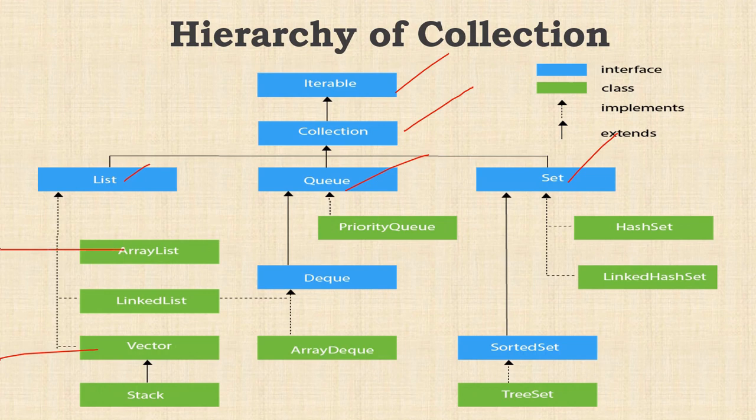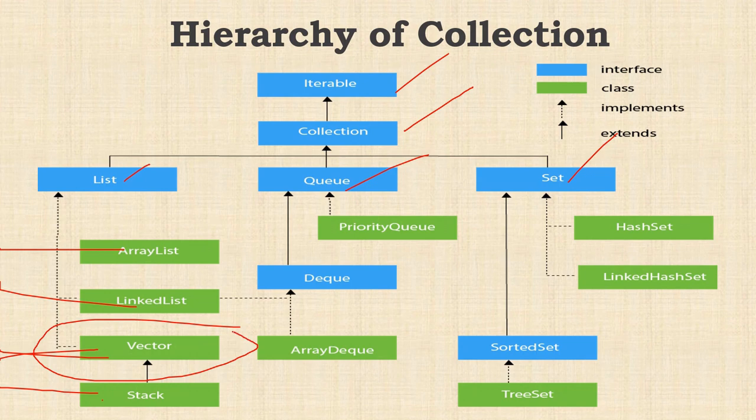We are concentrating only on Vector here. ArrayList implements List, LinkedList implements List, Vector implements List, and Stack extends Vector, which implements List. You can also see the Set side: HashSet, LinkedHashSet, Queue, Deque, and PriorityQueue are there. Here we are concentrating on Vector. So this is the complete hierarchy of collections.